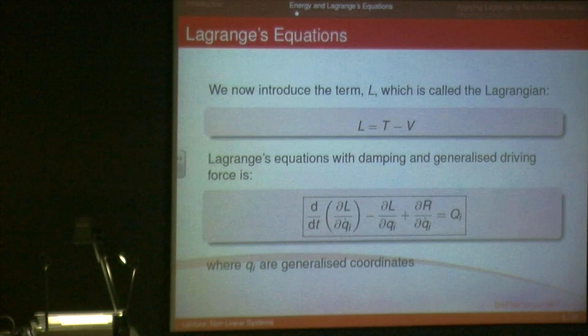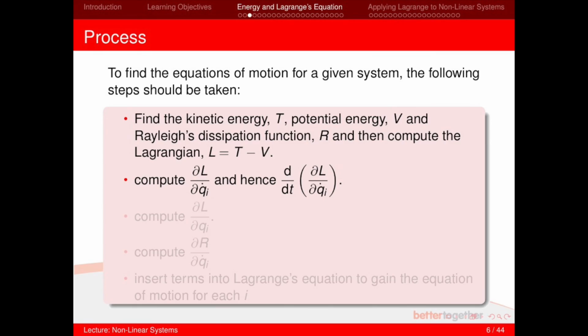Well, so let's take the first one. We want dL upon dq dot. So this is the derivative of L with respect to q dot. So if q1 is x, then this will be the derivative of L with respect to x dot. Anywhere there's an x dot in here, you've got to take the derivative of it. And once you've done that, you then take the time derivative of what you found here.